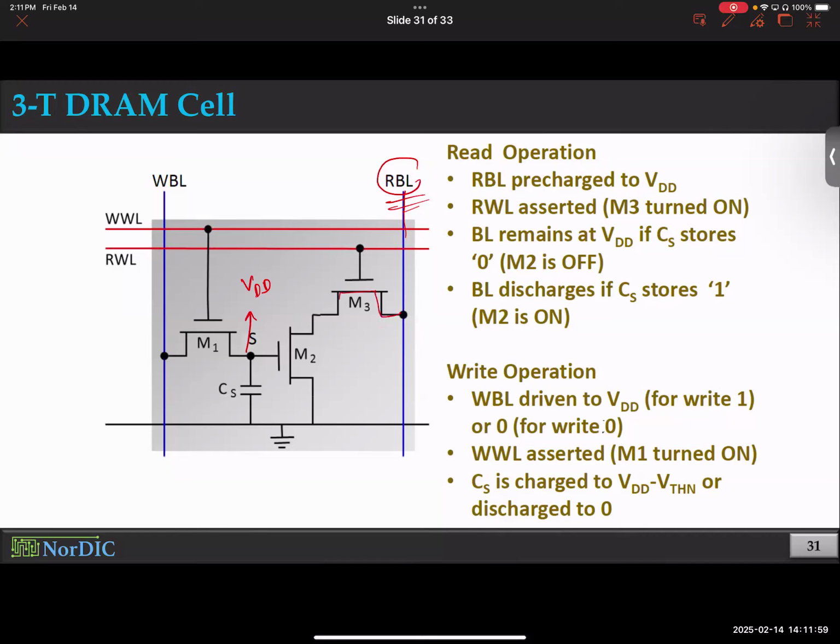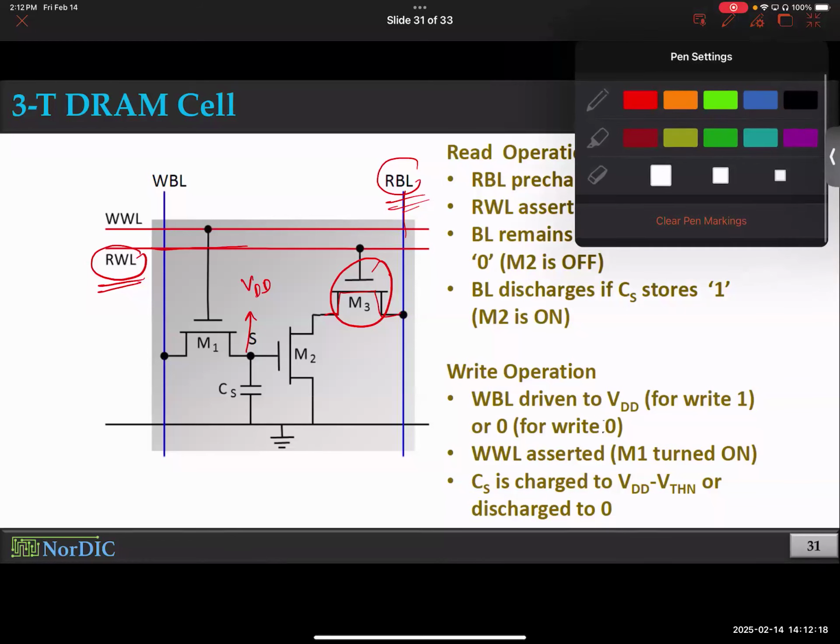And you have two transistors. This one is another word line. And when you say RWL, that represents read word line. So apparently, you have a separate word line for read, a separate word line for write, a separate bit line for read, and a separate bit line for write. We are asking a lot, honestly. But let's see what we are achieving there.